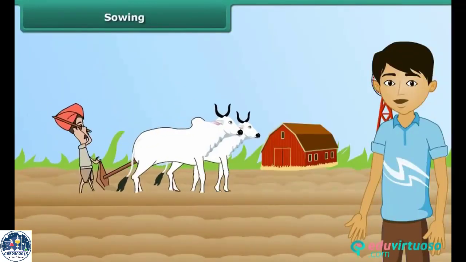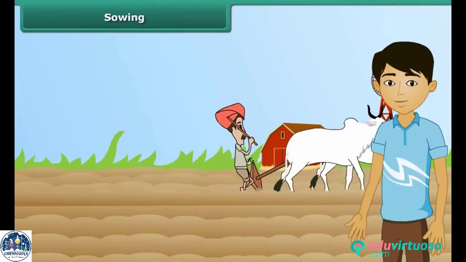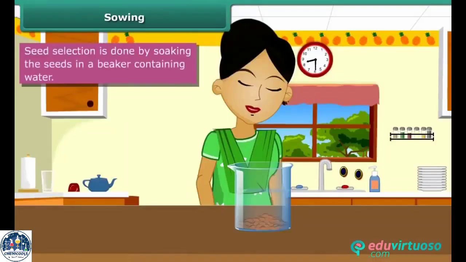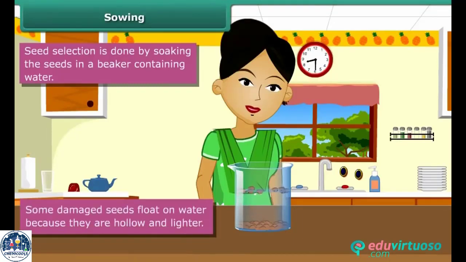Once plowing is done, the next step is sowing. Before sowing, farmers select good quality seeds to get high yields. Have you ever noticed your mother putting some grains in a vessel and pouring some water on them? What happens after a few minutes? Some seeds start to float. What is the reason behind this? Some damaged seeds float on water because they are hollow and hence lighter. Actually, this is a good method for separating good, healthy seeds from the damaged ones.